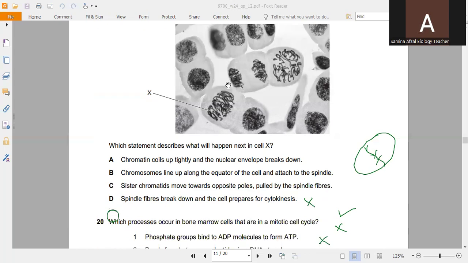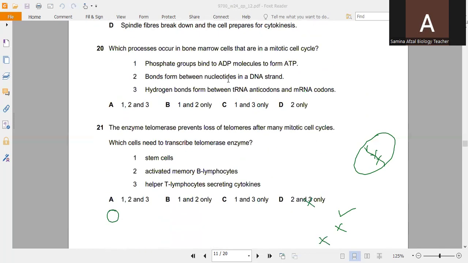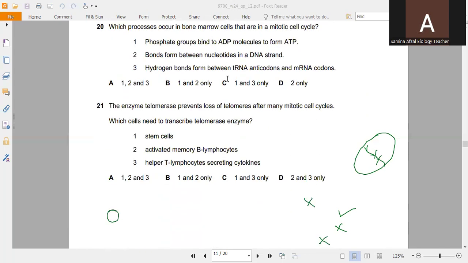We are moving towards the next question. Question number 20: which process occurs in bone marrow cells that are in a mitotic cell cycle? Here you can see the three statements they have given us.